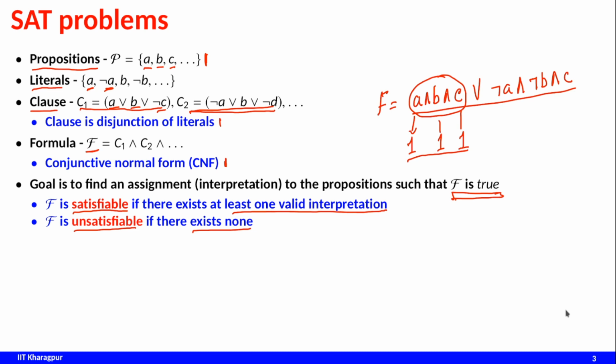So this is the basic SAT problem. We need to define the propositions, or the variables. The variables can appear in the positive form or in the negative form, which we call a literal. The clauses are the disjunction of literals, and the formula is the conjunction of those clauses. So effectively we represent the whole Boolean formula in conjunctive normal form.